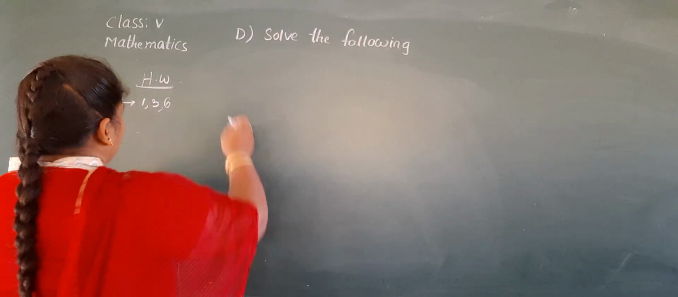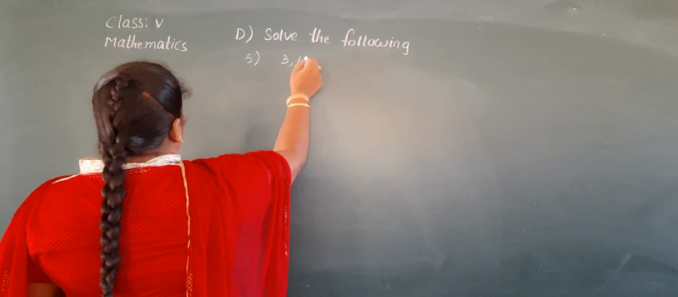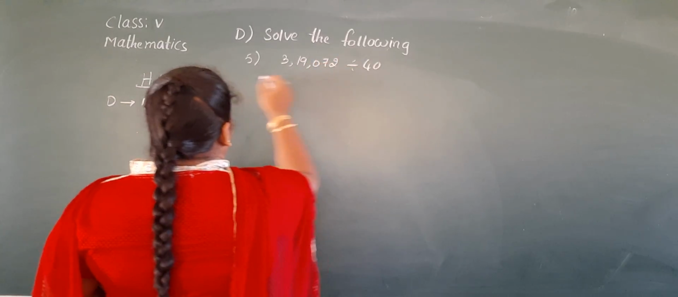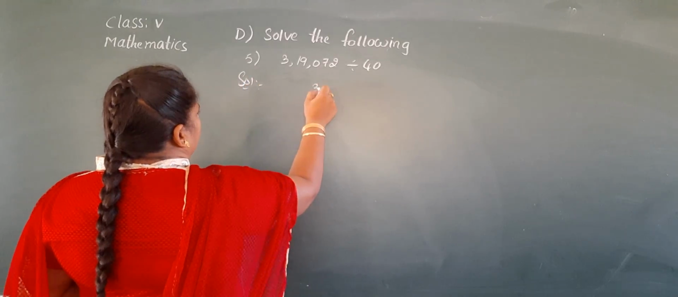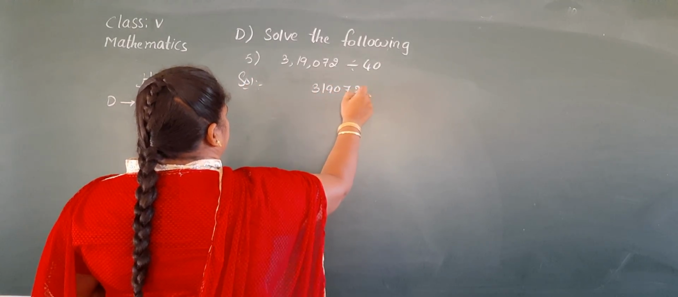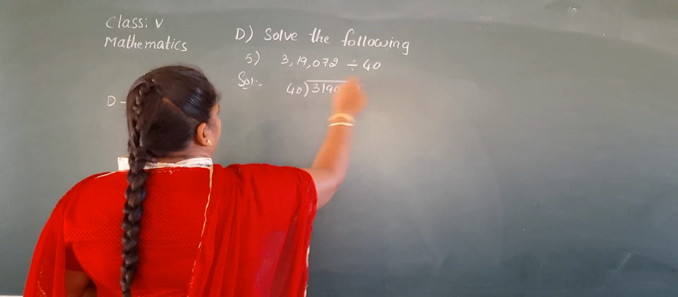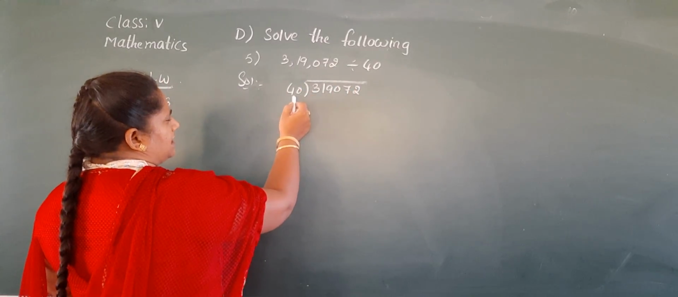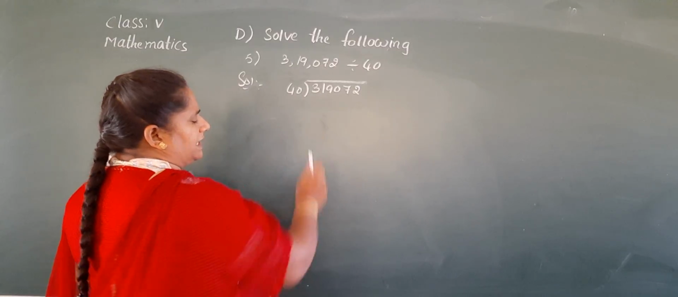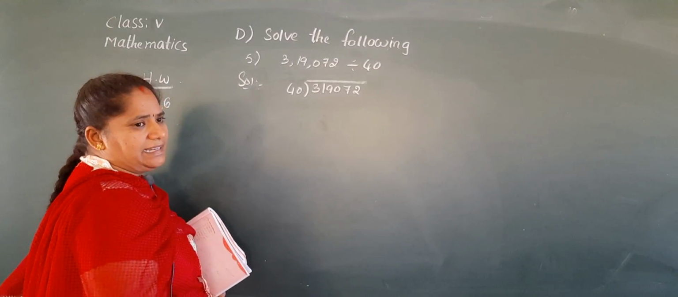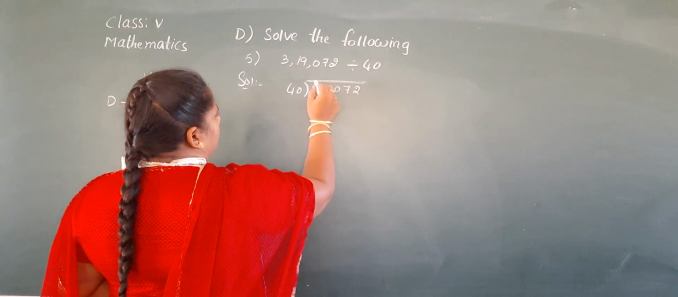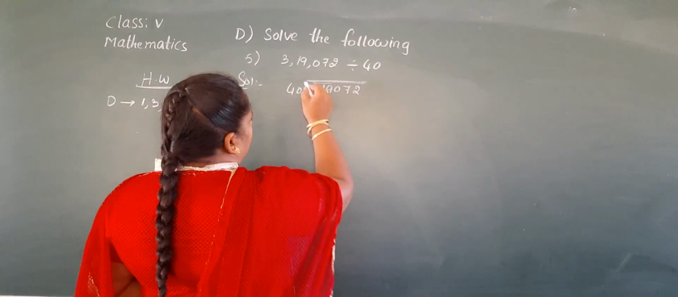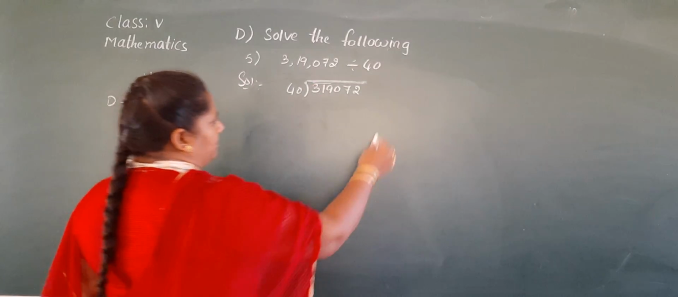See, the fifth sum: 3,19,072 divided by 40. First you note down the numbers and write the 40 table. Here see, Nana, it has 2 digits. First you divide 2 digits, but here 31 is there. 31 is less than the divisor, so you divide 319. Come on, tell me, which one is the nearest number in the 40 table?